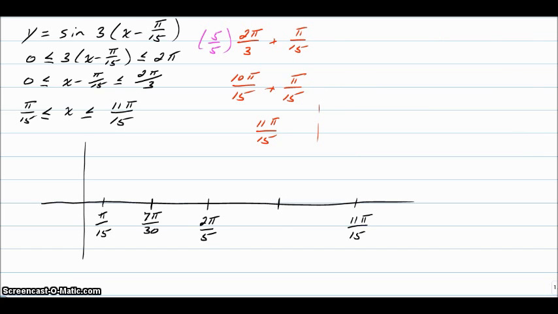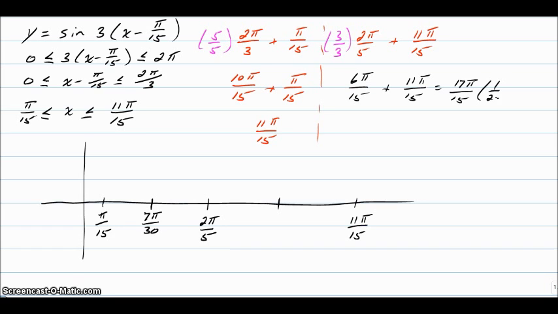Alright, and so now we're working on finding the halfway point between 2 pi over 5 and 11 pi over 15. I'm going to add them together. 2 pi over 5 plus 11 pi over 15. Eventually you'll get pretty good at this. You'll be able to do it in your head. 3 over 3. So this gives me 6 pi over 15 plus 11 pi over 15, which is 17 pi over 15. Take half of it, divide by 2, same thing, and I get 17 pi over 30.